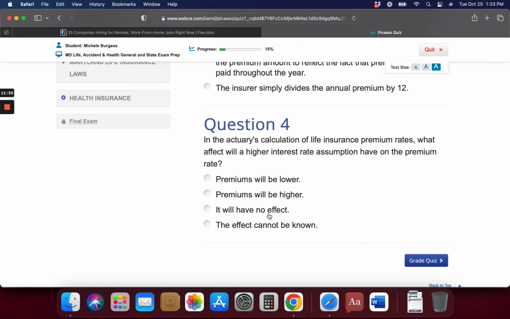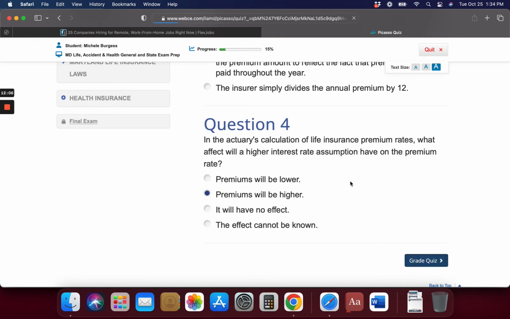Okay, in an actuary's calculation of life insurance premium rates, what effect will a higher interest rate assumption have on the premium rate? I believe it will be higher, I'm guessing.